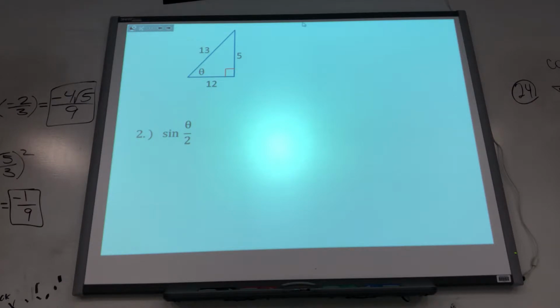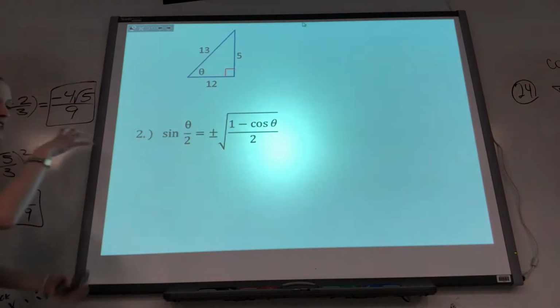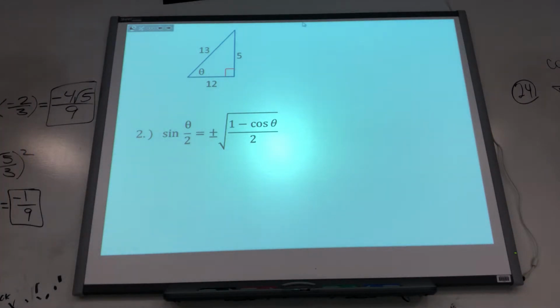Same triangle at the top, but now I need to know sine of theta over 2. Sine of theta over 2. The only difference in our formula is the minus on top. It's not going to have plus or minus out front. I'm going to drop that off here in a second. Just keep the positive square root. And now, under the square root, it's going to be 1 minus 12/13 all over 2.